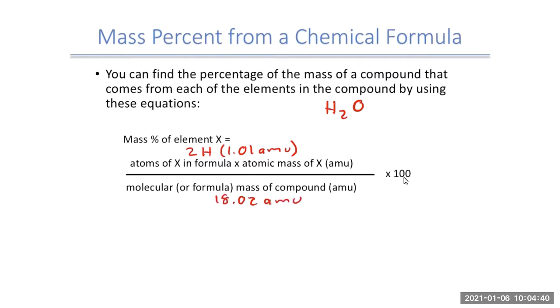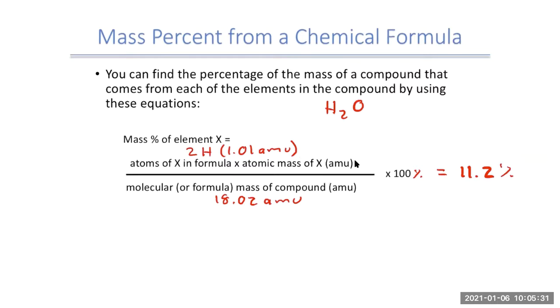And then we'd multiply it by 100%, which in our case for water gives us 11.2% of the mass of water attributed to the hydrogens. And then the rest of the mass for water is attributed to the oxygen.